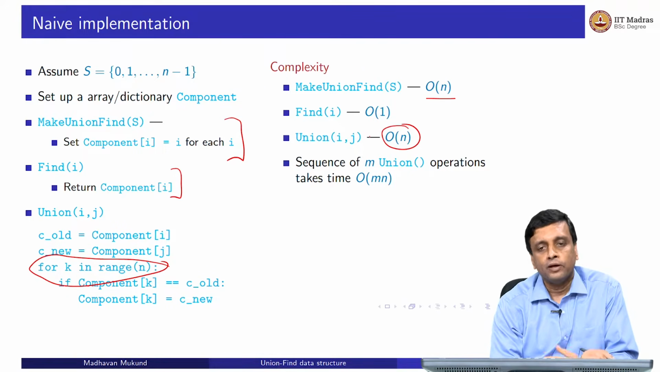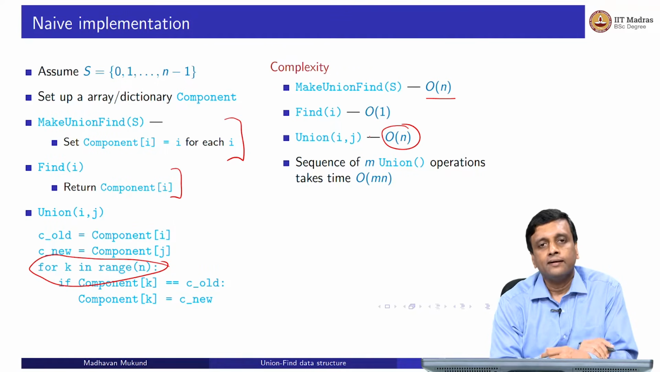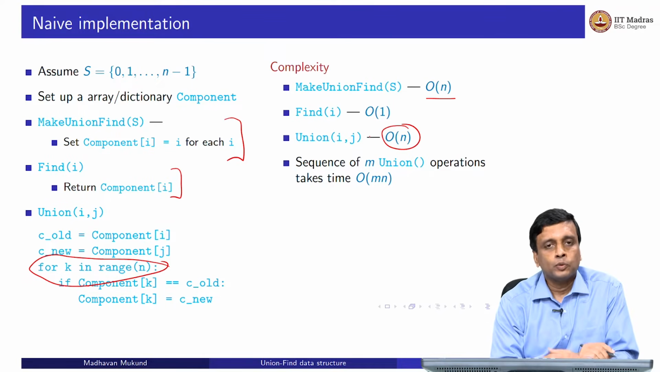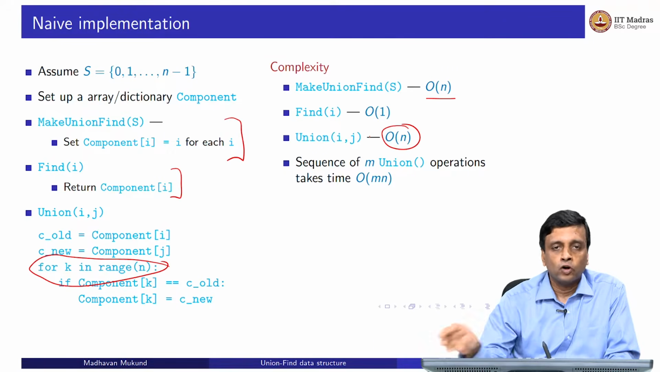So if I give m union operations, then it's going to take m times n time. This is going to be the bottleneck that we saw, because in Kruskal's algorithm, we have to add n or n minus 1 edges to make a spanning tree. So we do order n merges. And naively speaking, if we do order n merges and each merge takes order n time, then I spend order n squared time executing all of Kruskal's algorithm, and that's what we are trying to improve.